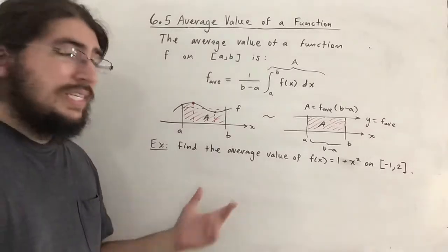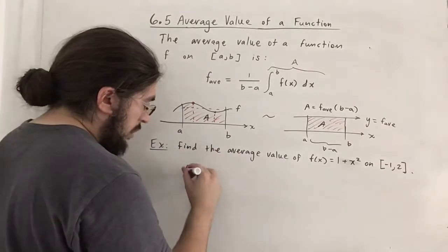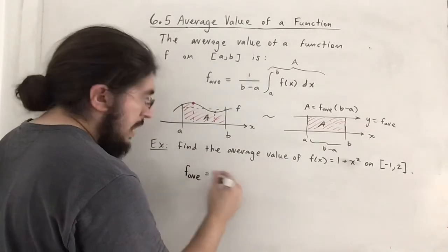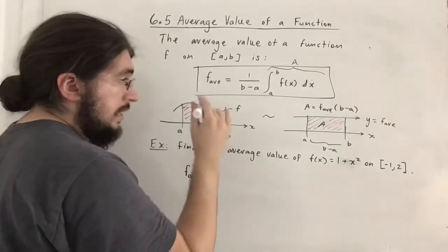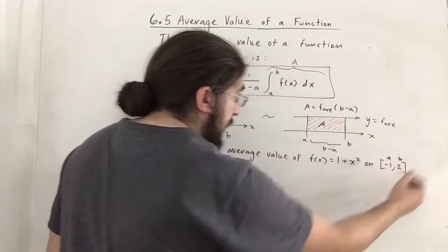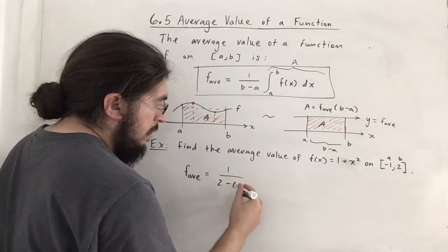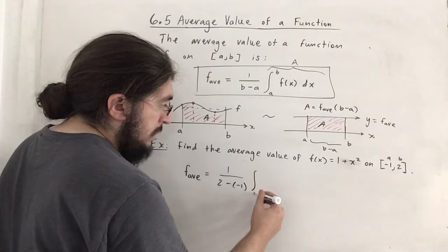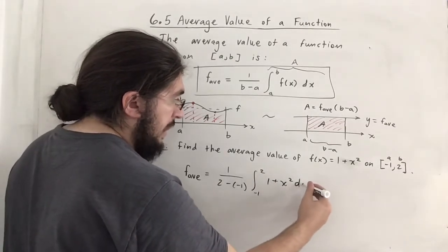Anyways, now moving on to this example, let's see what's going on. So we want to find the average value here, which we'll call, of course, f_av. And by the formula above, which is really all we're using in this section, it is going to be 1 over b minus a, here's a and here's b. So b minus a in this case will be 2 minus negative 1, which is actually just 3, times the integral from negative 1 to 2 of our function 1 plus x squared dx.